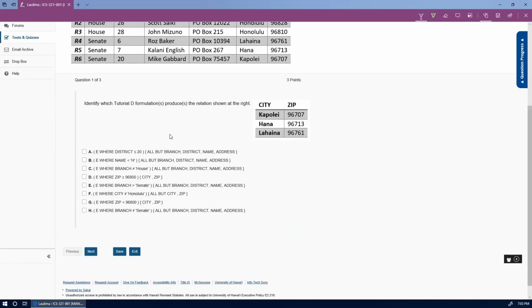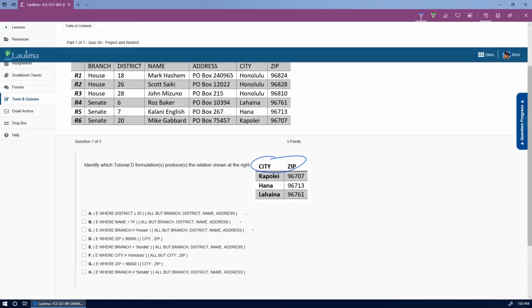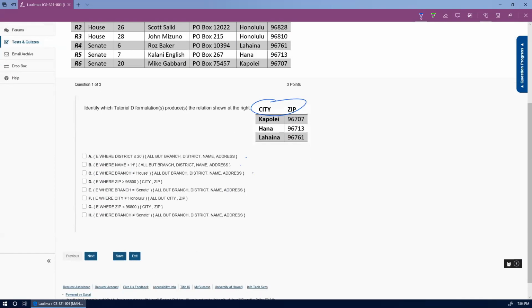First of all, we want something that's got city and zip in it. That's the projection, so we can eliminate any of these that don't give us the right projection. All but branch, district, name, and address means all of them except those. That leaves city and zip. So that works. All but branch, district, name, address, that one works.